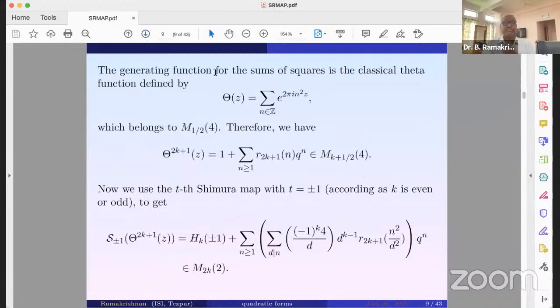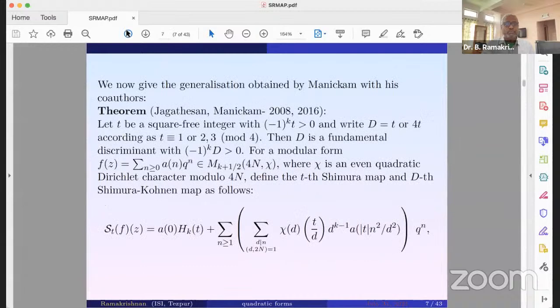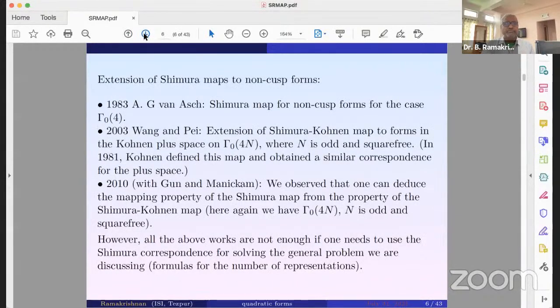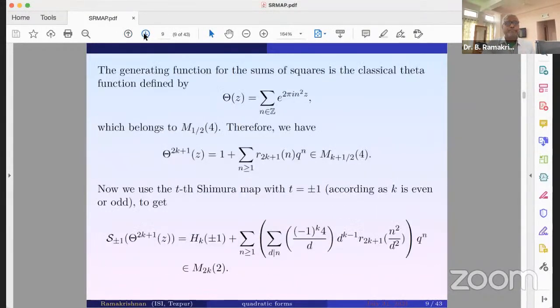Okay, we make use of this. So the generating function for the sums of squares, for this part of the work, I am not going to use the more general one. I am talking about this one. For this one, we just make use of Van Asch's result, where n can equal 1. When I talk about the second part of the result, we need the general one, that's why I put it in the beginning itself.